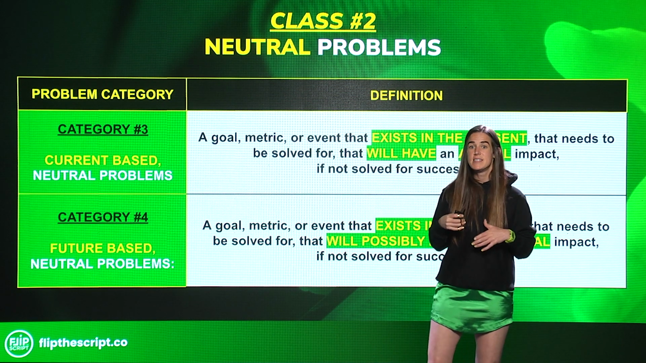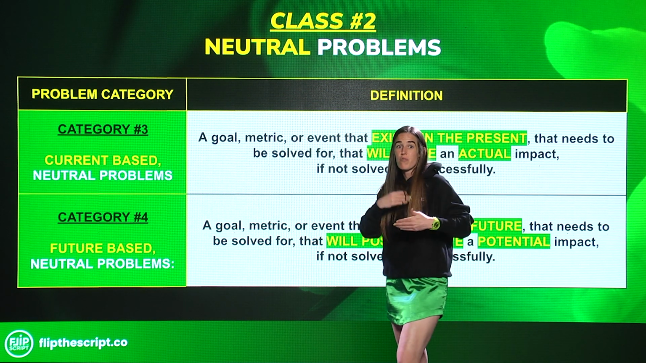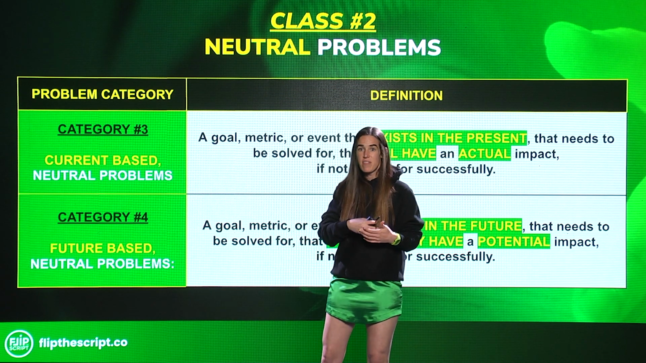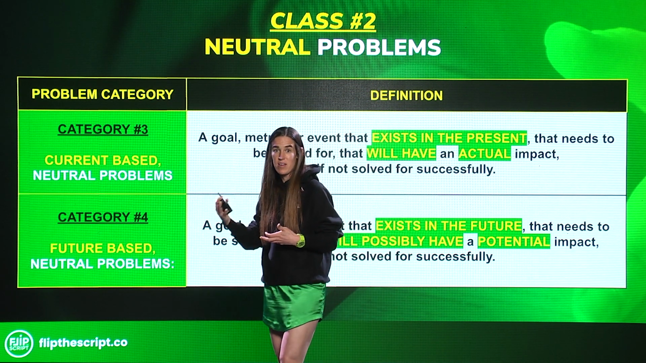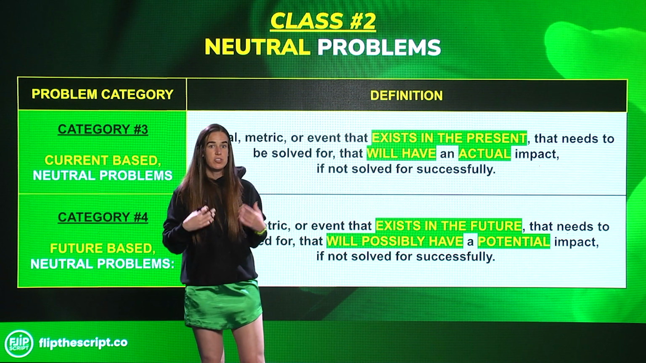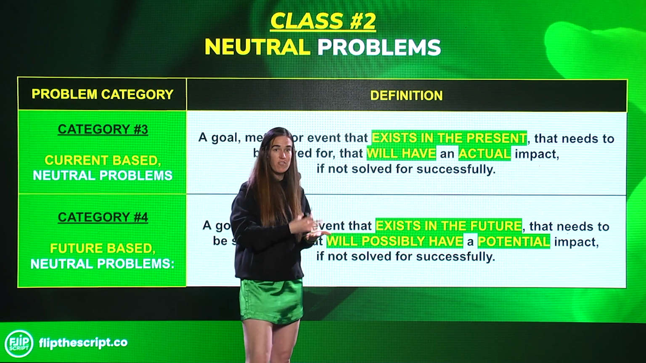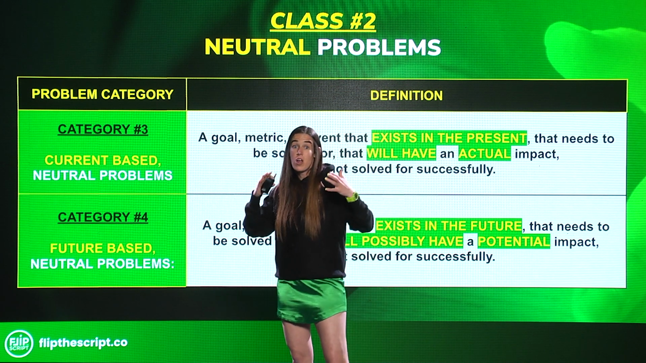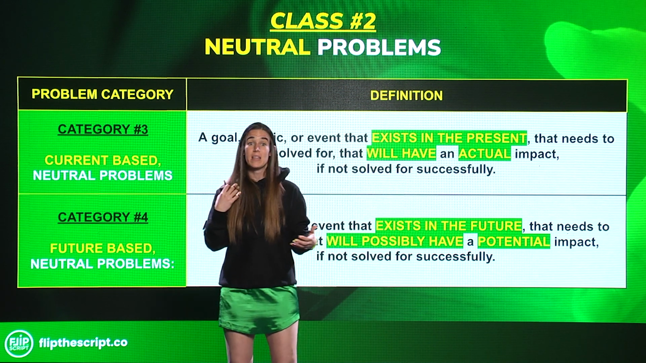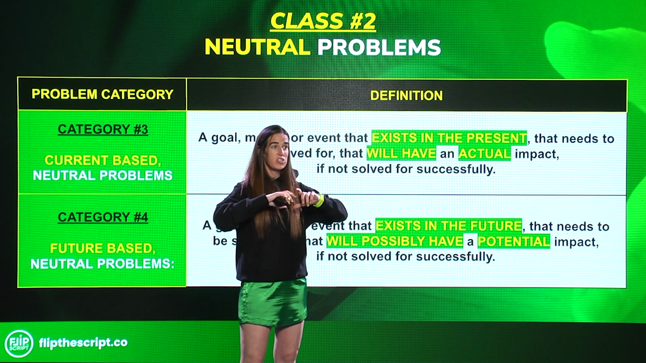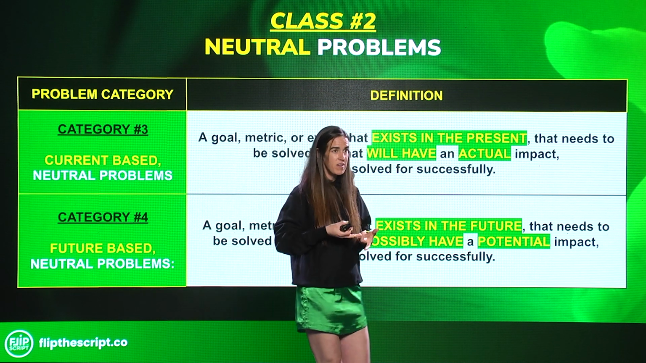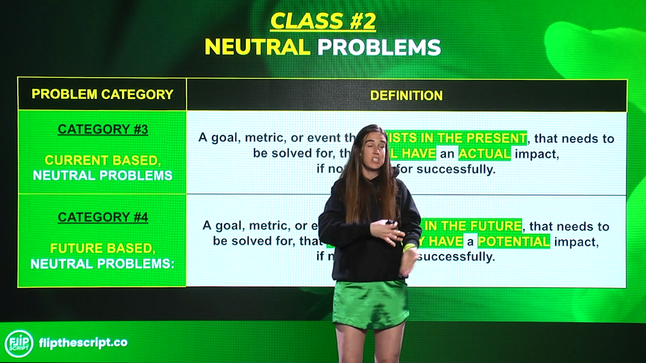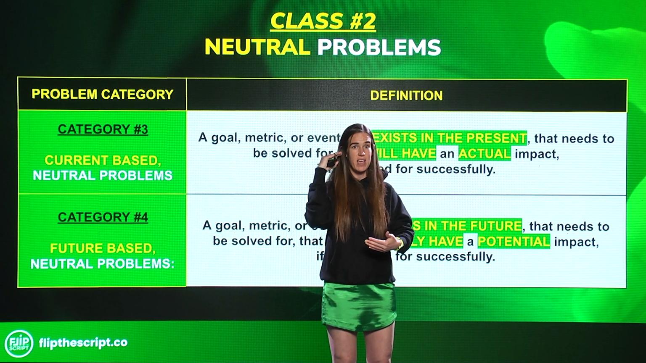Class 2 are neutral problems. This is a type of problem that you're trying to solve for because of a current state event or a future state event. And the reason you're trying to do this is so that you can solve for the problem and avoid any kind of impact at all. You don't know if there will be a negative impact or what level there will be, but essentially this is a set of conditions. There is no negative impact currently that you're trying to solve for, or rearrange things in the present to achieve a goal.